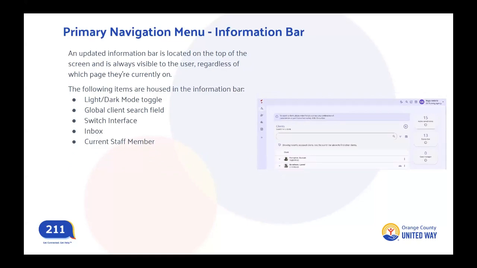An updated information bar is located at the top of the screen and is always visible to the user regardless of which page they're currently on. The following items are now housed within this new information bar, those being a light and dark mode toggle, a global client search field, a switch interface, a user inbox, and the current staff member notification. As you can see, this little top information bar closely mimics what the information bar looks like on the previous interface, but it has been updated to address new functionalities.